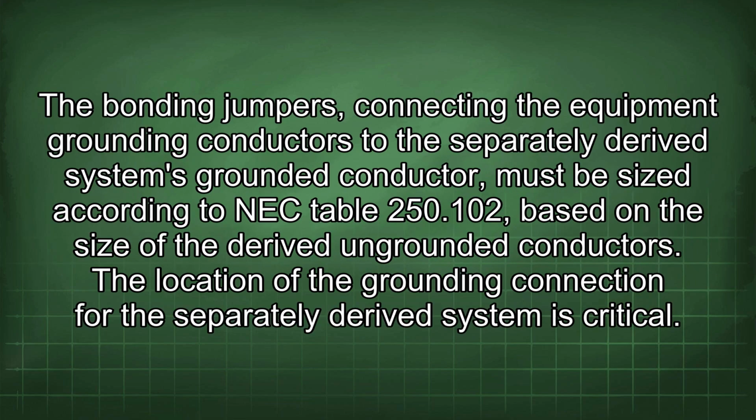The bonding jumpers connecting the equipment grounding conductors to the separately derived system's grounded conductor must be sized according to NEC Table 250.102, based on the size of the derived and grounded conductors. The location of the grounding connection for the separately derived system is critical.